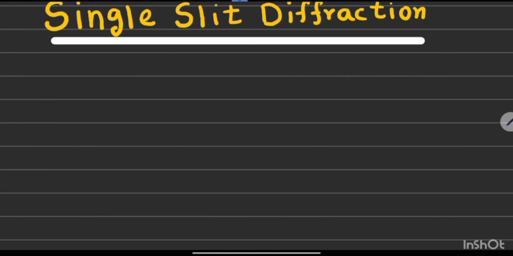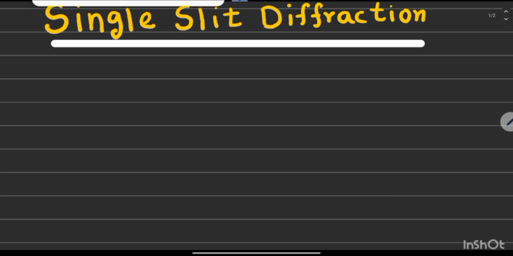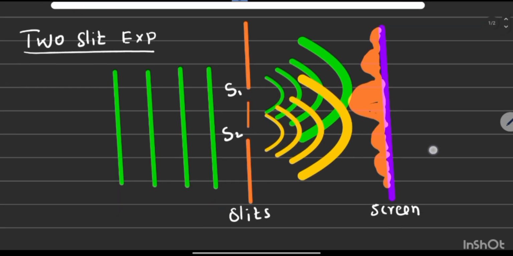Hello all. Today we will discuss single slit diffraction. Before we proceed to discuss the details of single slit diffraction, let's first discuss the double slit interference experiment and its results. Here is the double slit interference experiment setup.